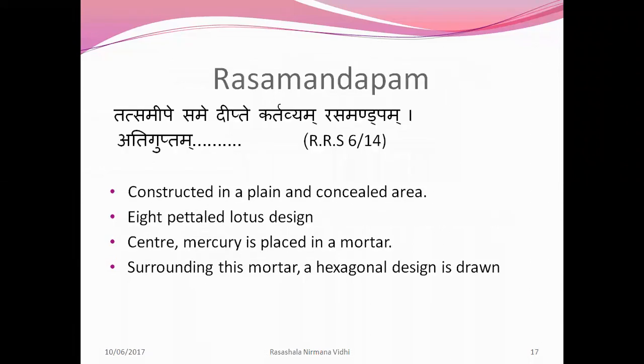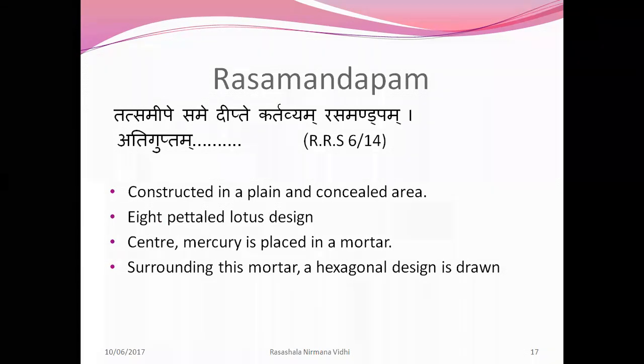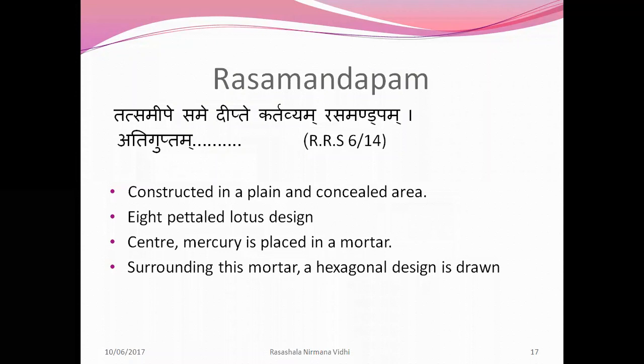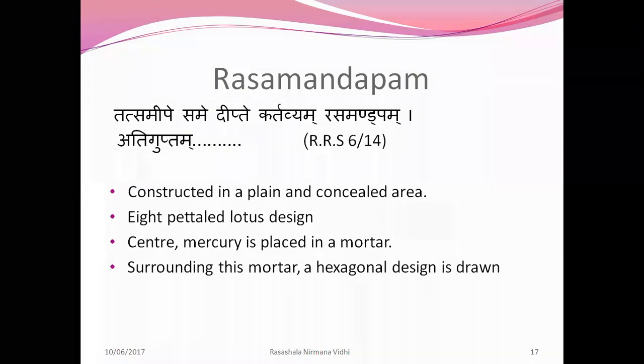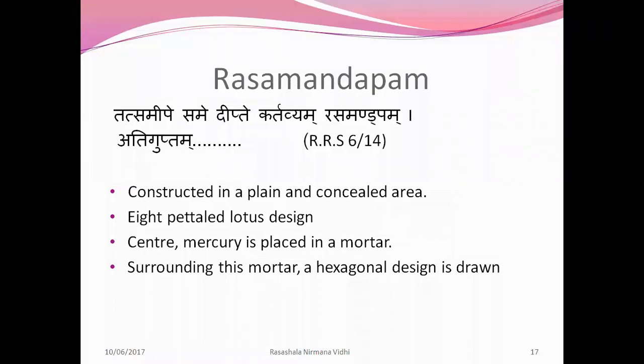So let us see the construction of Rasamantapa in the eastern direction of the Rasashala. I told you, in the eastern direction, we need to construct the Rasamantapa. For the Rasamantapa, in Rasaratna Samuchaya, 6th chapter, he has given the clarification of how to construct it, a separate chamber for the installation of Rasalinga. Tat Samipe means near to Rasashala, especially in the eastern direction.